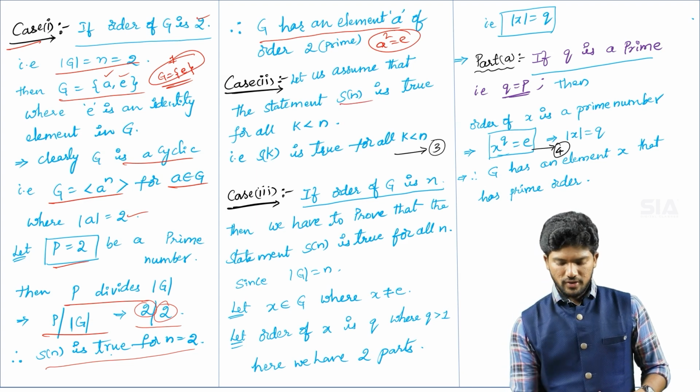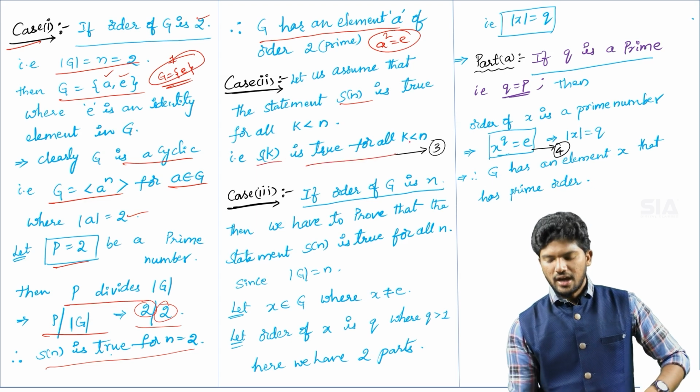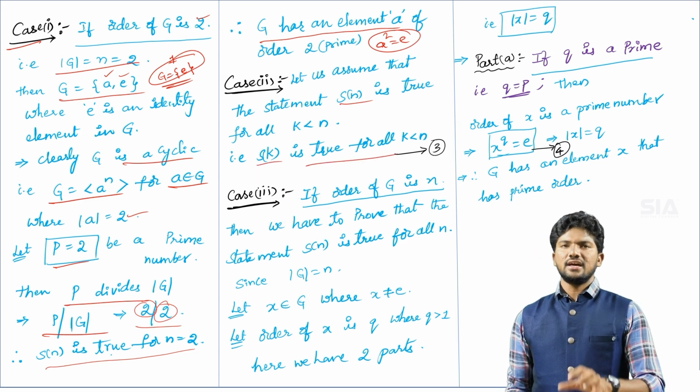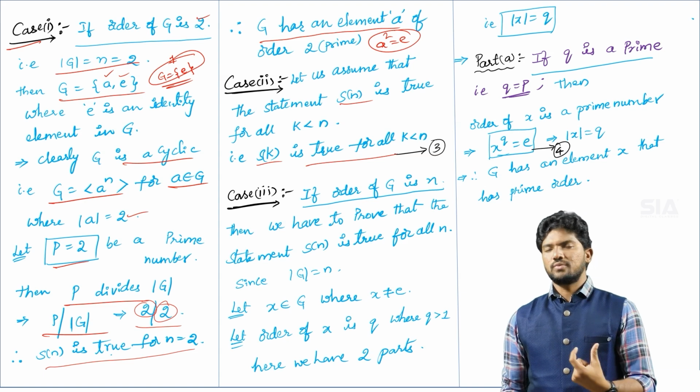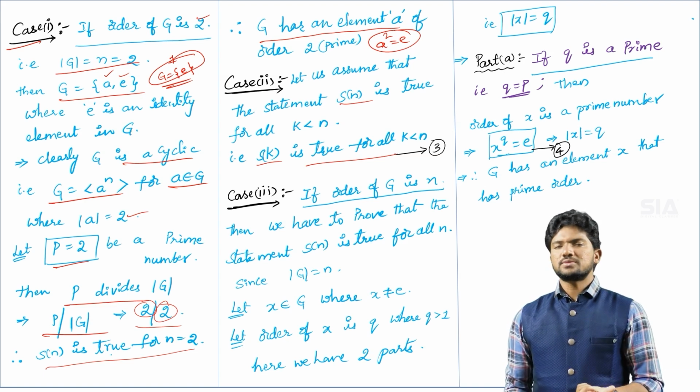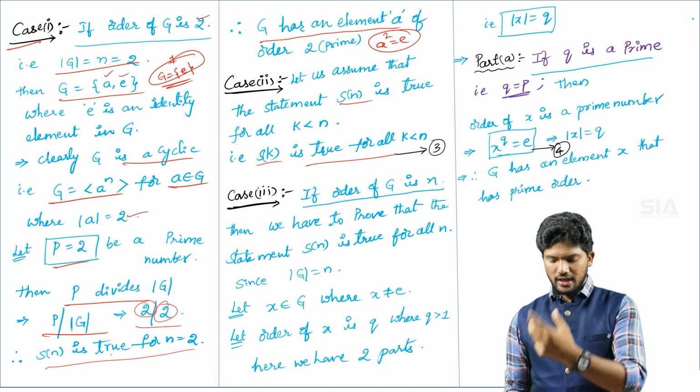Okay, so therefore S of k is true for all k less than n. Here k is the finite factor group's order. You can see in the next step.